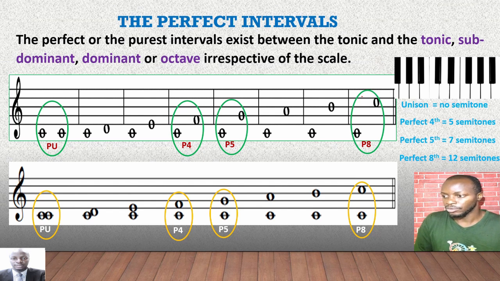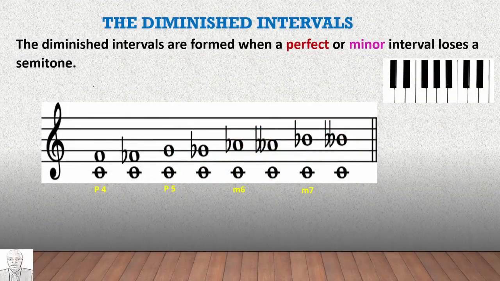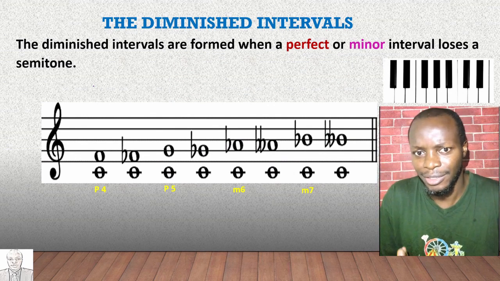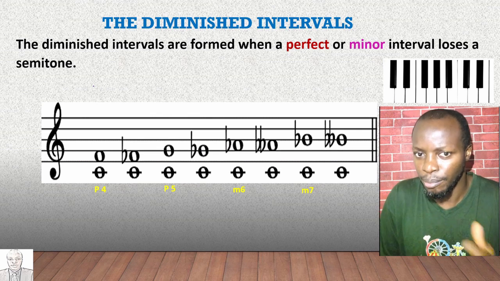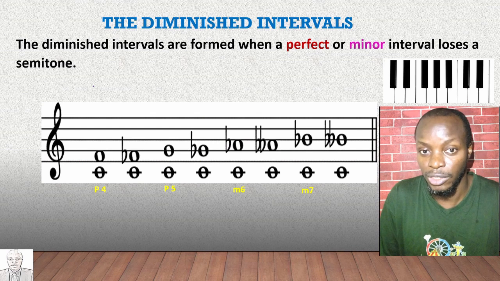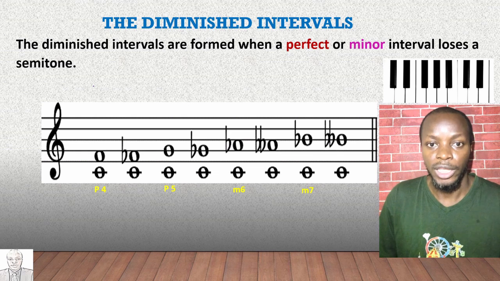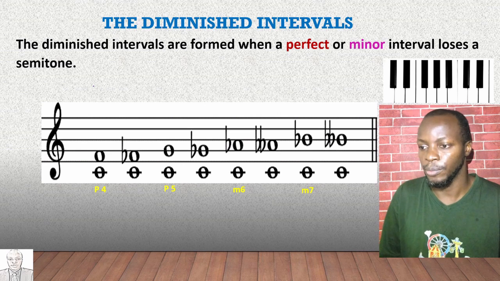So unison has no semitone, perfect fourth has 5 semitones, perfect fifth has 7 semitones, and perfect octave has 12 semitones, right? The diminished intervals have to do with reducing, so that's a concept here, alright. And diminished interval is also related to minor intervals, right? It's related to minor interval because they both have to do with reduction in size, right? Diminished intervals are formed when a perfect or a minor interval loses a semitone. Alright, and we have some of them here.